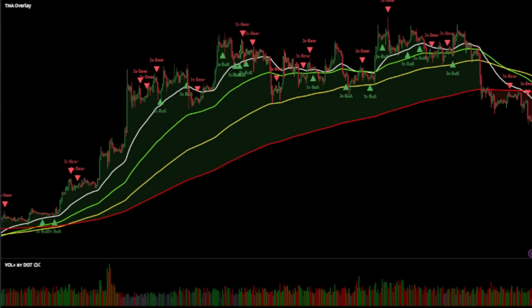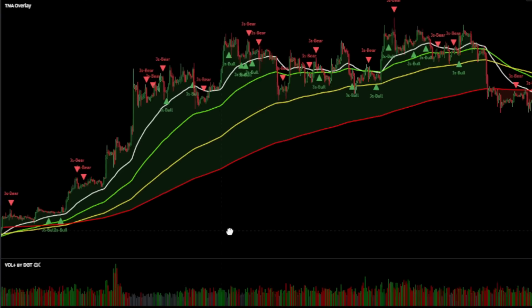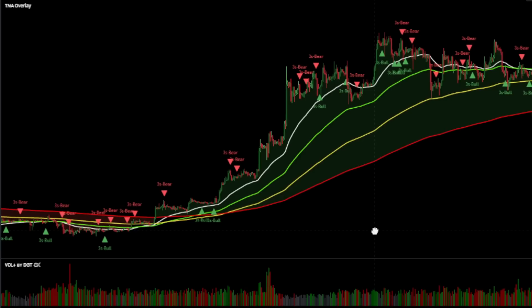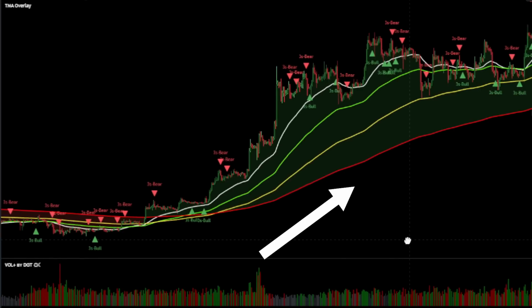First, we are going to understand how a trend develops, and with our TMA Overlay indicator we can see it very clearly. First, we see that the price makes a strong upward movement. When that happens, we see that the 21 SMA is above the 50 SMA, which at the same time is above the 100 SMA, and finally all the SMAs are above the 200 SMA. And it is clearly seen that all the moving averages are in an upward direction.